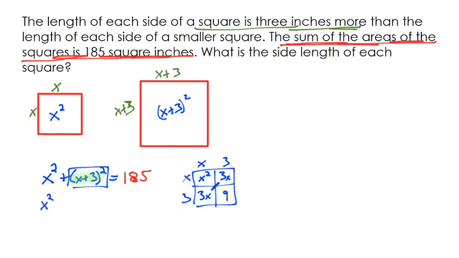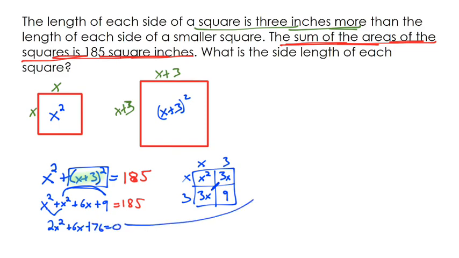Once I combine those like terms, this part up here becomes x squared plus 6x plus 9. And that's still equal to 185. Now if we do some simplifying, x squared plus x squared is 2x squared. I still have my 6x, but then I need to make my quadratic equal to 0 before I can solve it. So I'm going to subtract 185 from each side. When you do 9 minus 185, that leaves you with negative 176. Now we got our quadratic right where we want it. I'm going to bring it over here where we have more space to solve this equation. So 2x squared plus 6x minus 176 equals 0.